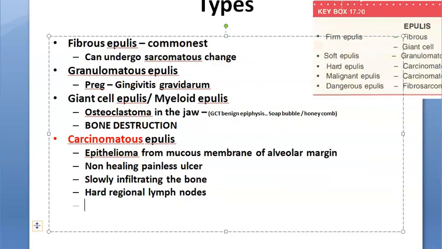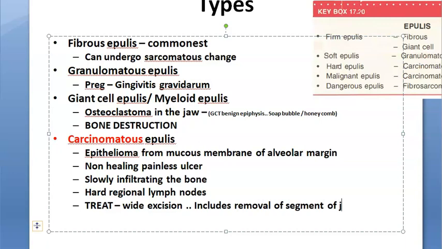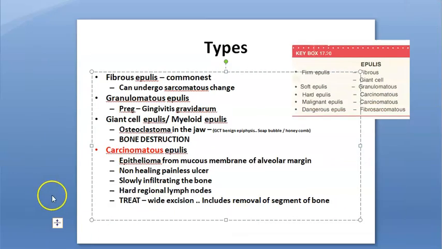Treat with wide excision. Wide excision includes removal of the segment of bone. So a little of the jaw is removed, you can say.